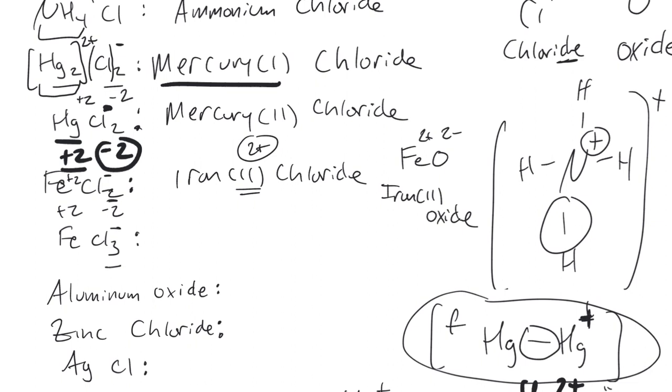FeCl3, 3 chlorides, -3 for the collection of the 3, and then a 3 plus charge. So this is iron 3 chloride.